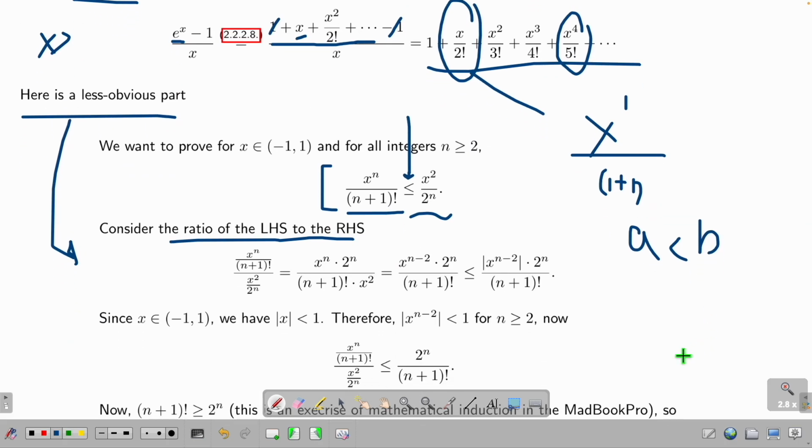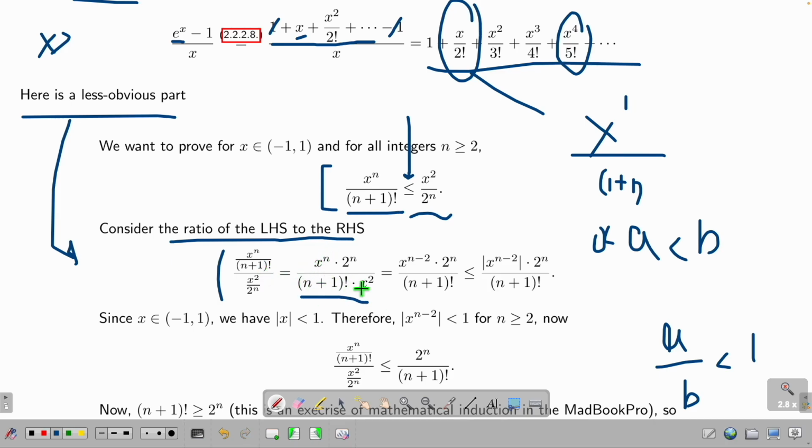How do I prove A smaller than B? I just prove A divided by B is smaller than 1. Of course, I need to make sure they are not 0. Then I'm now proving this thing over this thing. So this is what I have. And then this is equal. I simplify. So this 2n jumps to the top. This n plus 1 factorial goes down. So I have this part.